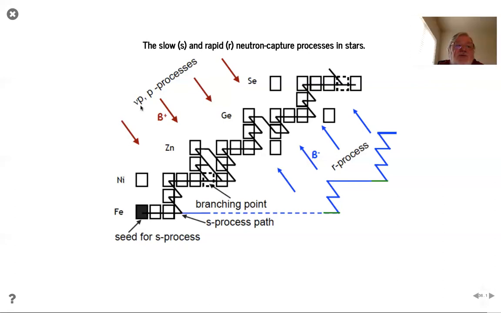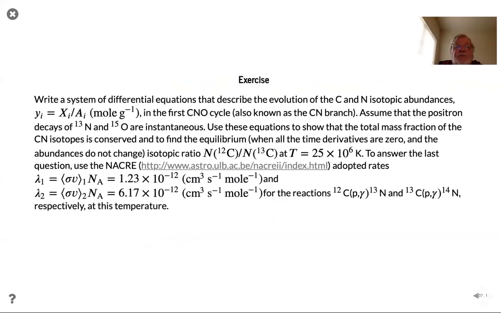And there is also, of course, the P process, which is responsible for the production of proton-rich nuclei. We will talk about the S process, the R process, and the intermediate neutron capture process, the I process, which goes in between the S process and the R process, later, as well as about the P process, okay? This slide ends my slides that I call Introduction to Stellar Astrophysics.